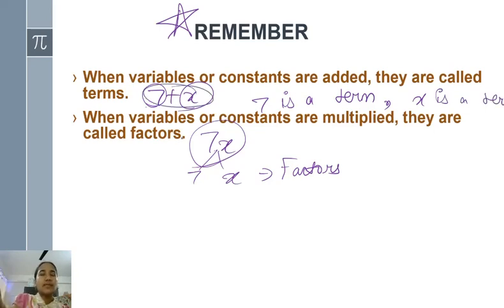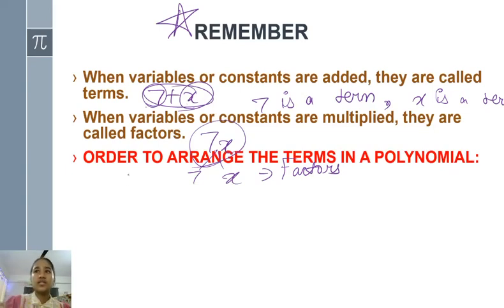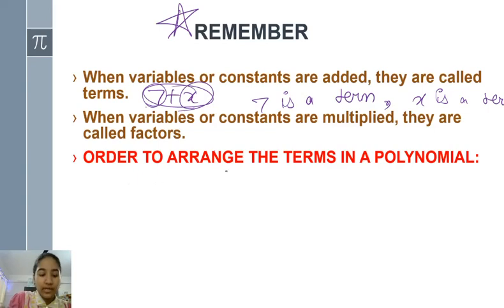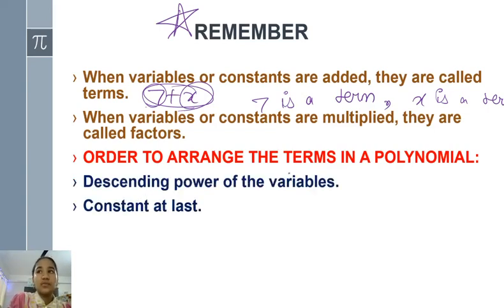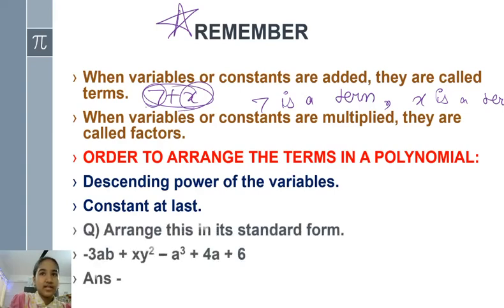And which type of expression is this? 7 plus x is a binomial expression because it has two terms, 7 and x. Now, the order to arrange the terms in a polynomial: whenever you write a polynomial, first come the descending powers of the variables, and the constant will always be at the last. Let's see. Arrange this in its standard form: minus 3ab plus xy square minus a cube plus 4a plus 6.